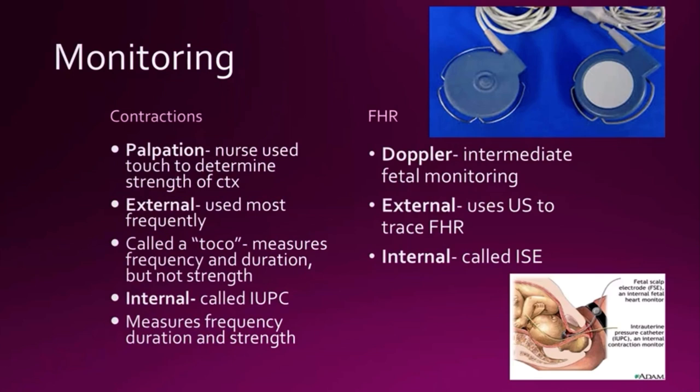So if you look at the top picture there, the one on the left-hand side is the TOCO, and the one on the right-hand side is the ultrasound. You would put ultrasound gel on that, and you're going to place the external ultrasound monitor over the fetal back. You'll see the nurse palpate the abdomen. She's trying to locate where she thinks the fetal back is, because that's where the monitor is going to trace most efficiently. So the external ultrasound monitor for fetal heart rate is placed over the fetal back.